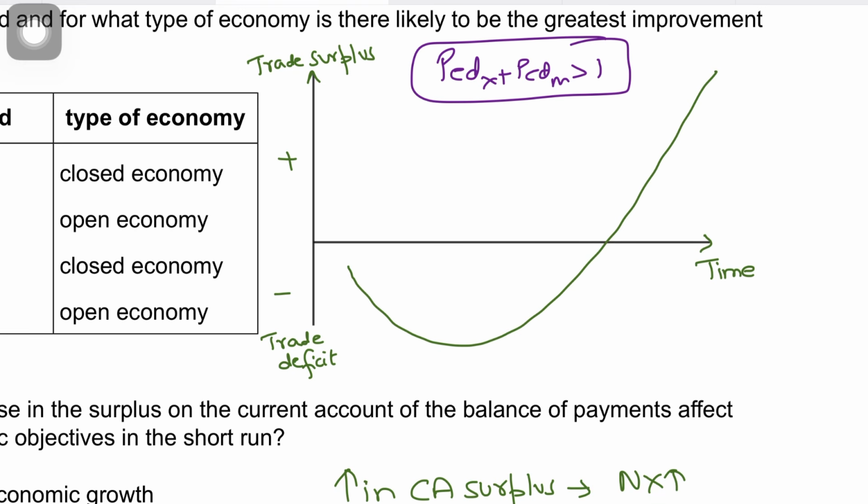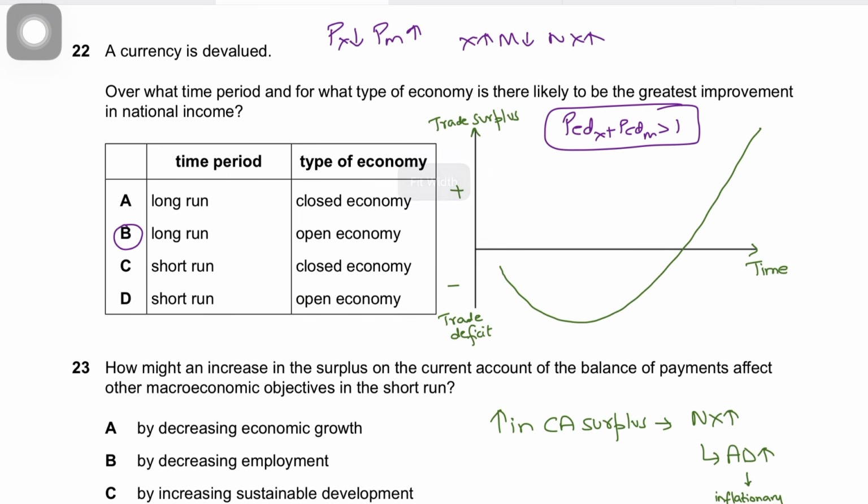So in the long run, the Marshall-Lerner condition would be met because the PED for exports and imports would then be greater than 1. So that's what it is. The time period: long run. Type of economy: open economy. And that is exactly what the question was asking. In the long run, your net exports will improve and your current account would record a surplus.